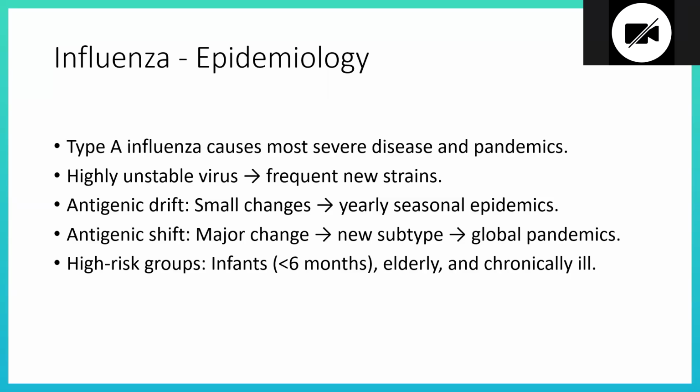And antigenic shift is when you get a major change, a massive jump in the genotype, the genetic material. You get a new subtype, you get a big global pandemic. The really at-risk people are babies, the elderly, and the chronically ill.